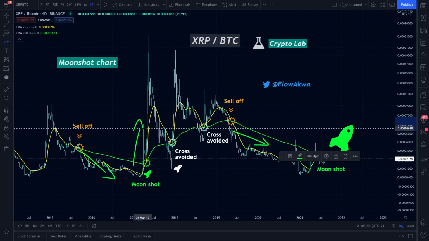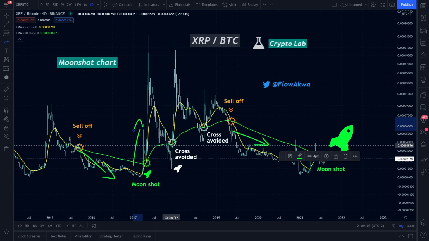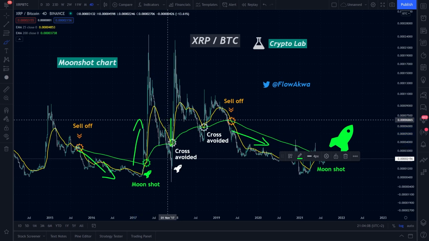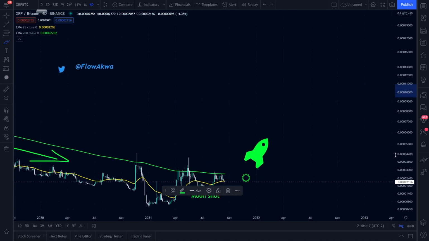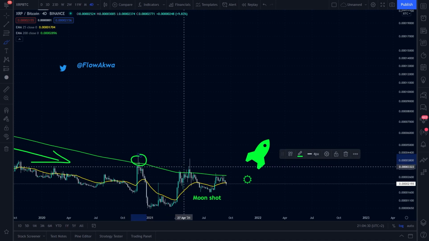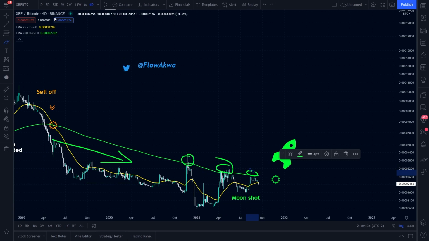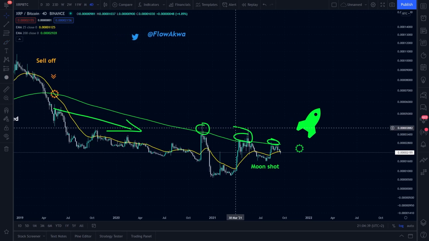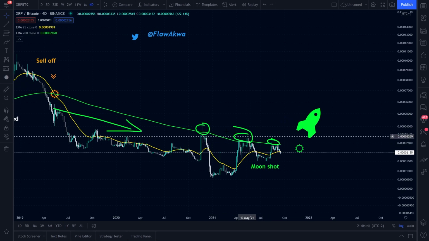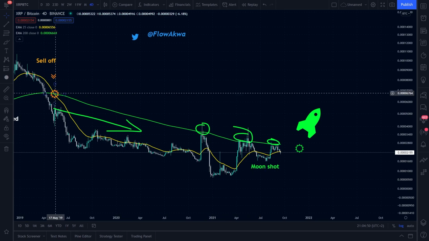Here the yellow line touches the green line but we avoid the cross and we have a moonshot. Here it's the same and we have a moonshot, okay? And right now, look what's going on. We have a strong resistance with the green line, okay? And here also, and here also. This means that the price is not able to close above the green line. So far this is pretty bearish, but at the same time, we are making higher lows just right here, okay?